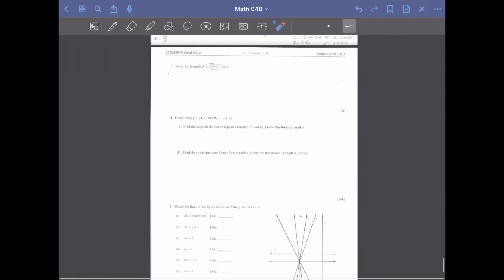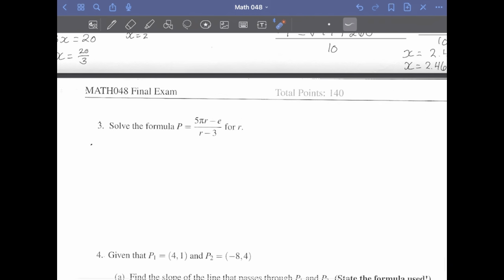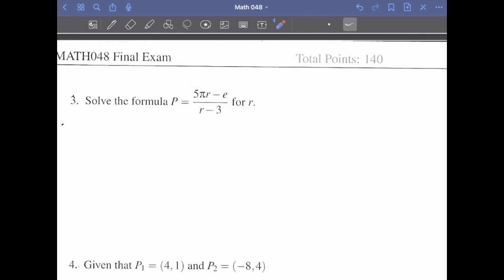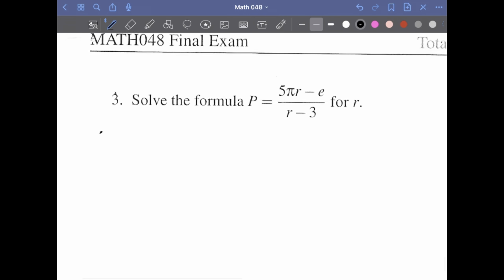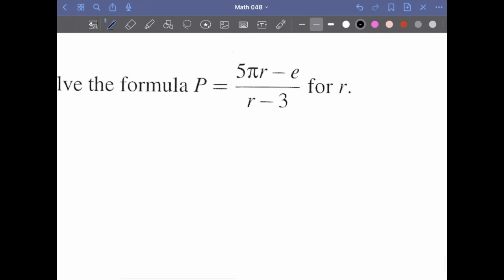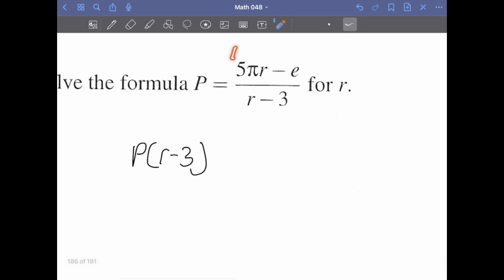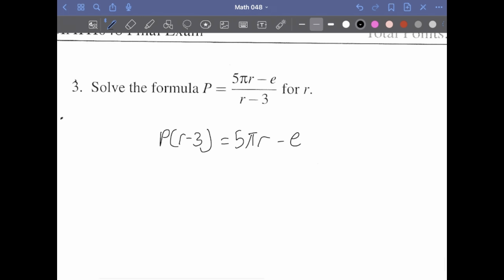Alright, okay, solve the formula for R. So the first thing I'm going to do is multiply both sides by R minus 3. When I do that, I'm going to be left with P times R minus 3. When I multiply this side by R minus 3, it cancels out, so I'm just left with equals 5 pi R minus E. Now I'm going to distribute this R, so that'll be PR minus 3P equals 5 pi R minus E.